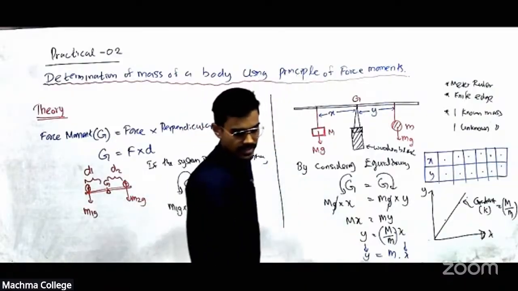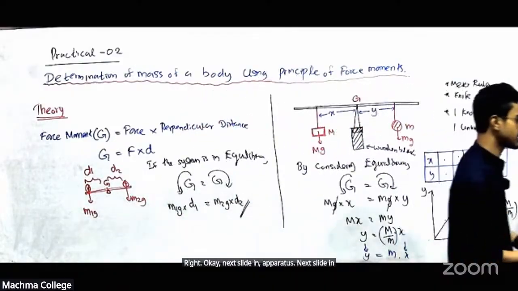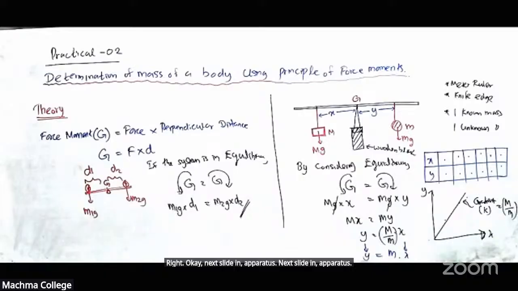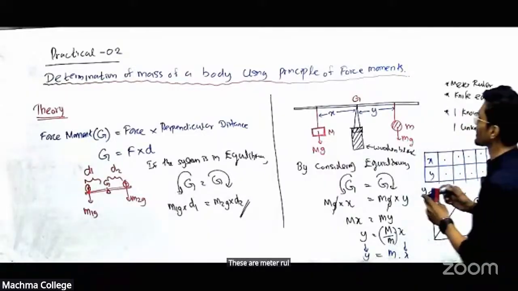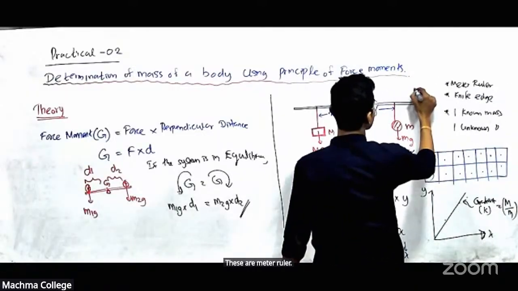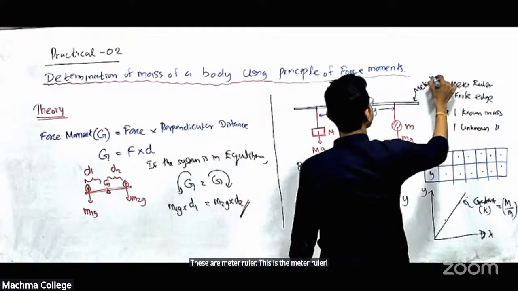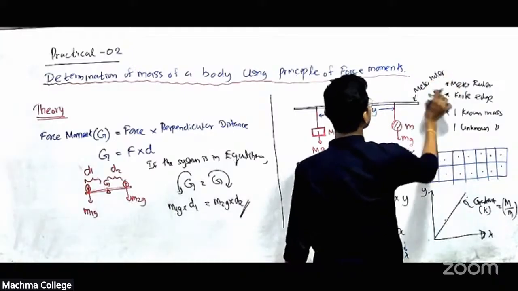Okay, next heading, apparatus. So it's a ruler you have drawn above the knife edge. Yeah. This is the meter ruler.